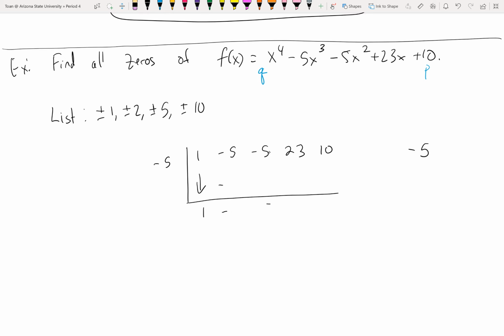Try again. -2 I heard. So 1, -2, -7, 14. That's going to be a 9. That's going to be -18. That's going to be a 5, -10, 0. Hey, -2 works.